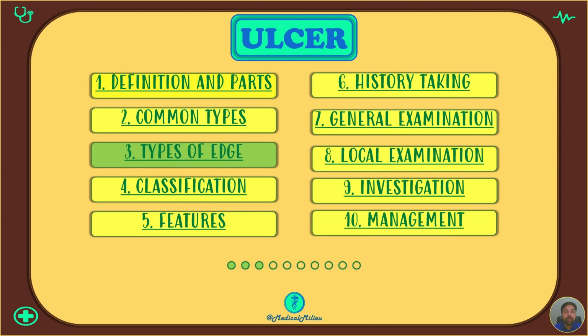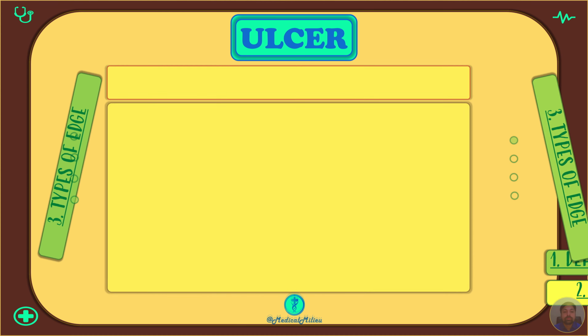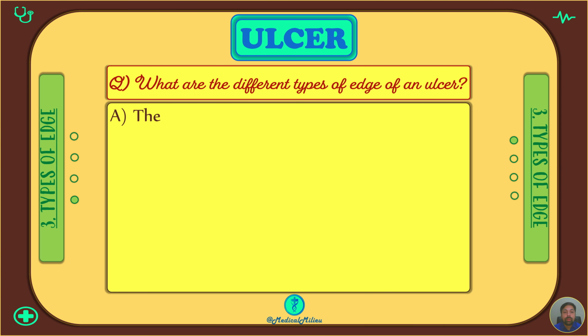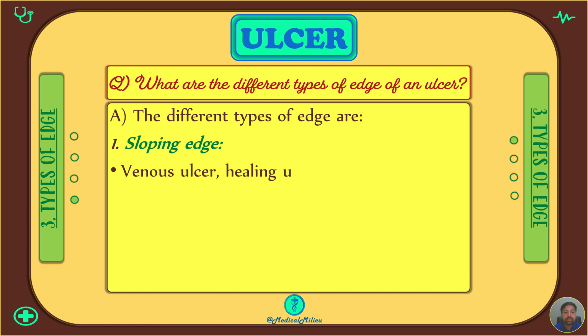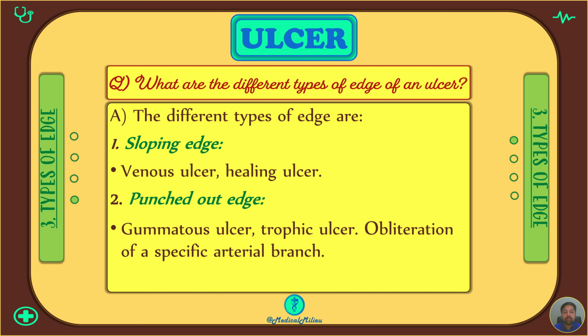Part 3. Types of edge of an ulcer. The different types of edge are: 1 is sloping edge, which is seen in venous ulcer or healing ulcer. Type 2 is punched out edge, which is seen in gummatous ulcer or trophic ulcer. It occurs due to obliteration of a specific arterial branch.